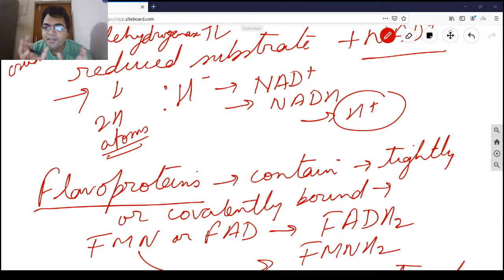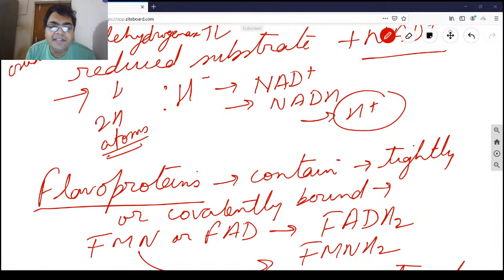So the NAD-linked dehydrogenase does what? It removes two hydrogen atoms from the substrate, and one of those hydrogen atoms is transferred as a hydride ion to NAD+, and the other hydrogen atom is released as H+, because from that H, one extra electron is taken and brought to the hydride ion. So NAD+ is converted to NADH, and the other one is transferred as only H+. So that is the fundamental process which happens there.